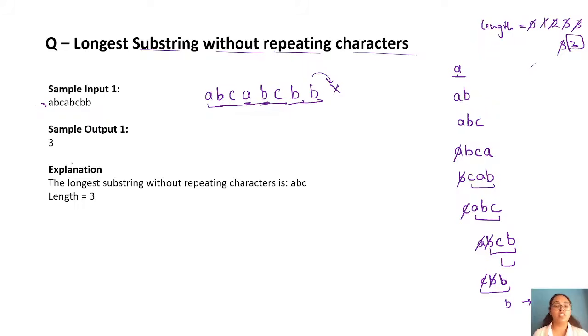So we can conclude, this is the explanation, you don't need to print the substring here because they haven't asked you that, but what they are saying is the longest substring without repeating characters is abc, and the length is 3. So 3 is the final output that we have given.